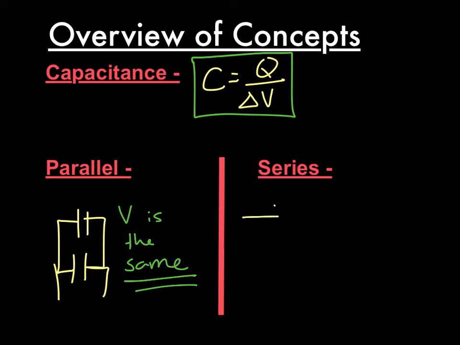Whereas in a series circuit, there's only one path. So one path. And in a series circuit, Q is the same. The charge is the same. And you can think about this because if you go from here to here, there's only one path. All the charge that goes in this capacitor has to come through.